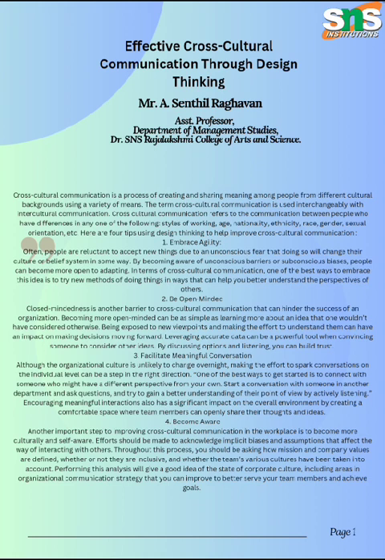The first one, embrace agility. Often people are reluctant to accept new things due to an unconscious fear that doing so will change their culture or belief system in some way. By becoming aware of the unconscious barriers or subconscious biases, people can become more open to adapting. In terms of cross-cultural communication, one of the best ways is to embrace this idea to try new methods of doing things in ways that can help to better understand the perspective of others.